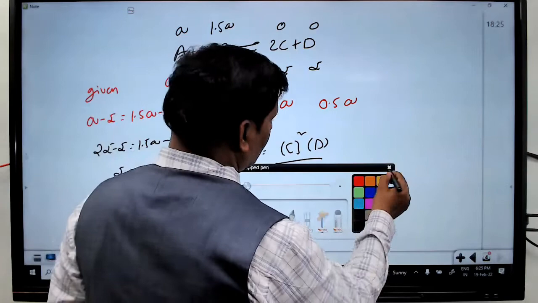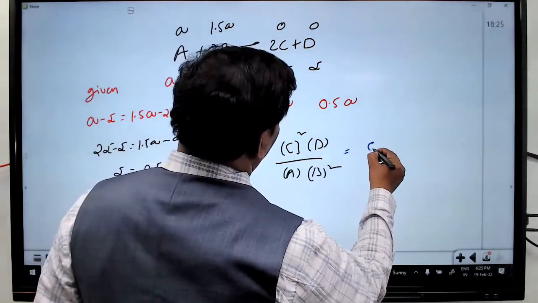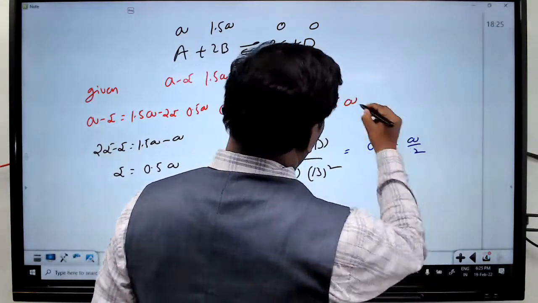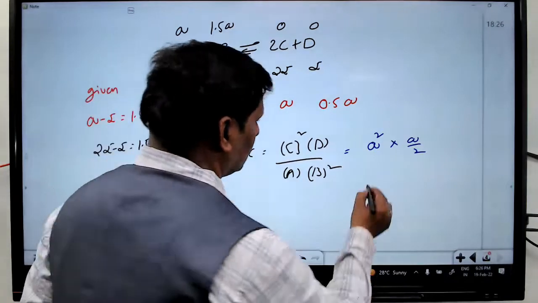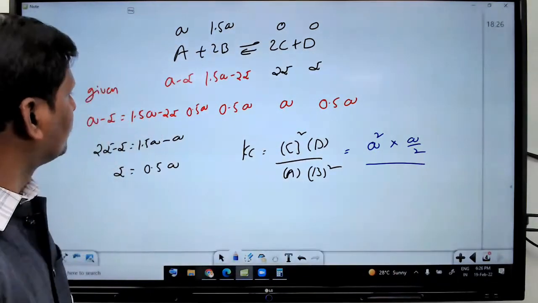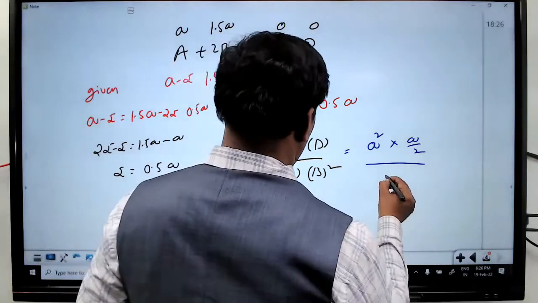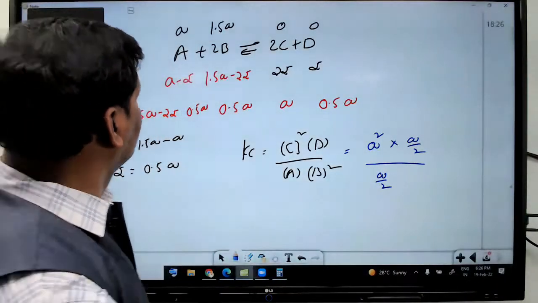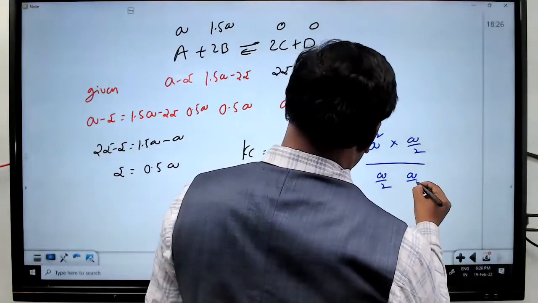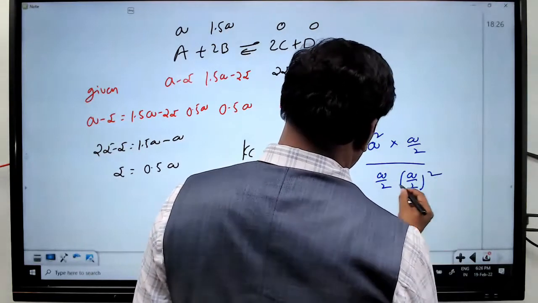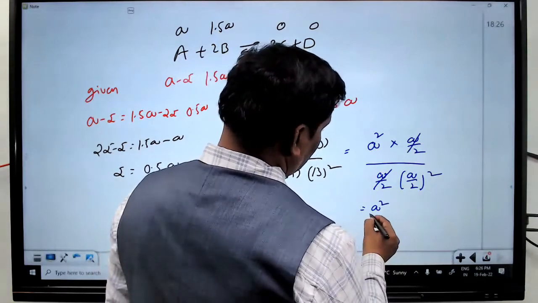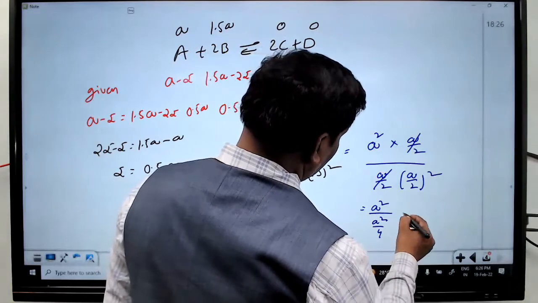Substitution करो. What is substitution? C square is nothing but A square. अच्छा, D is nothing but, shall I write A by 2, ना, 0.5 माने A by 2 रास्ता है. A value A by 2 रास्ता है, B also A by 2, but I can write A by 2 whole square. अच्छा, यहाँ A by 2 कैंसिल है. A square है, नीचे वाला A square by 4 है, which is equal to 4.